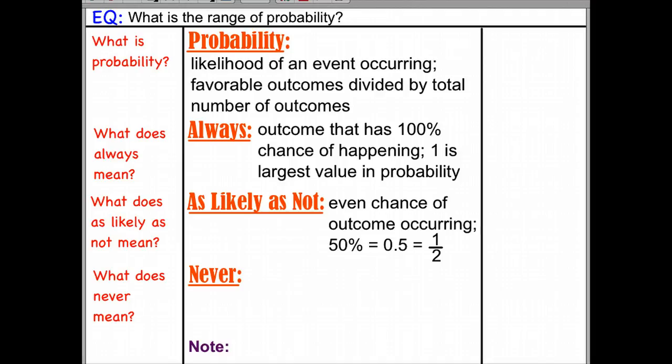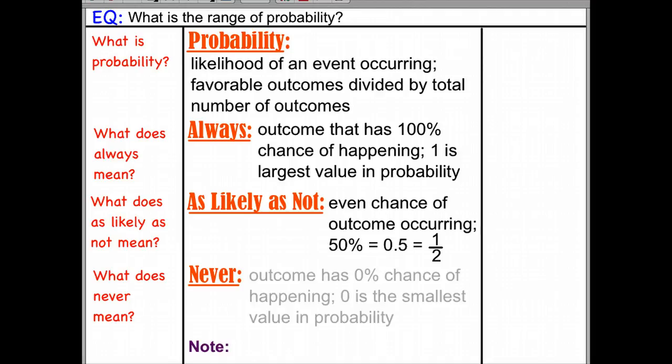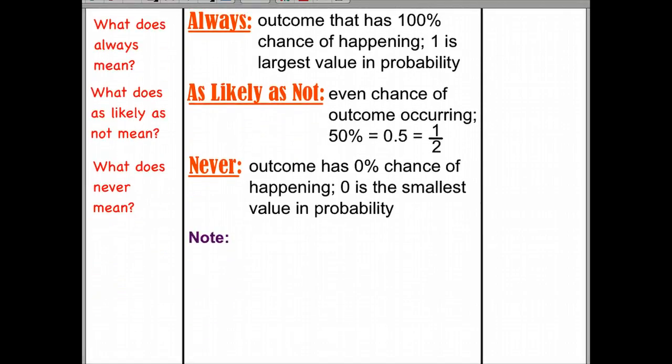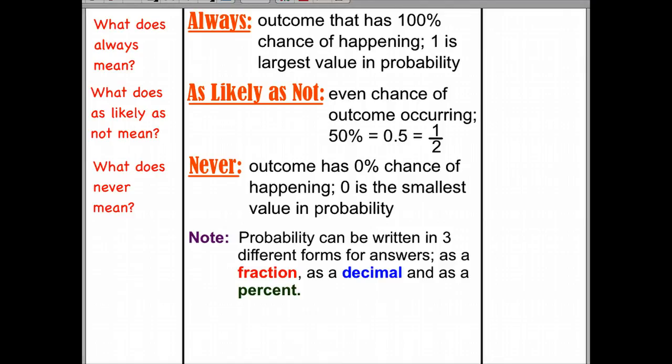On the other end of the spectrum from always is never, where that outcome has no chance, or 0% chance, of happening. It's the smallest value in probability. So if you ever are working with probability and you get a number bigger than 1 or smaller than 0, you did something wrong. One thing I do want to mention as a note is that probability can be written in 3 different forms for answers. It can be written as a fraction, as a decimal, and as a percent. You will be expected to be able to write all 3 forms.